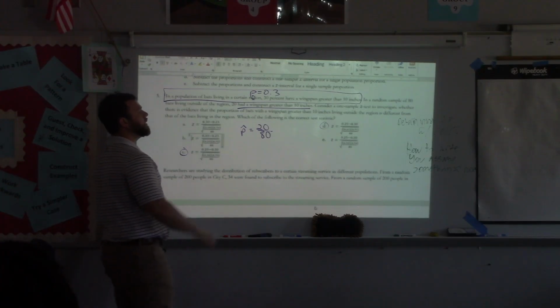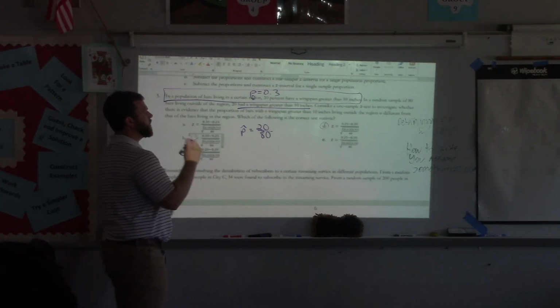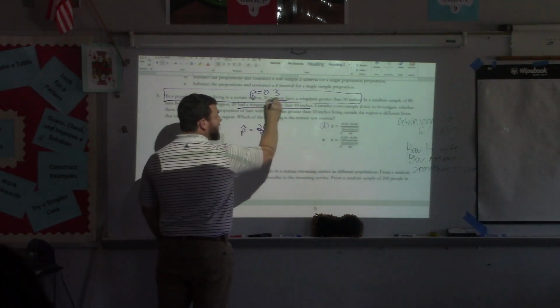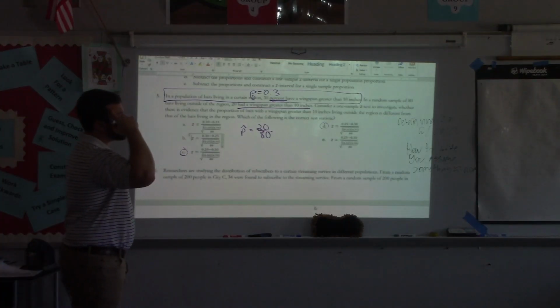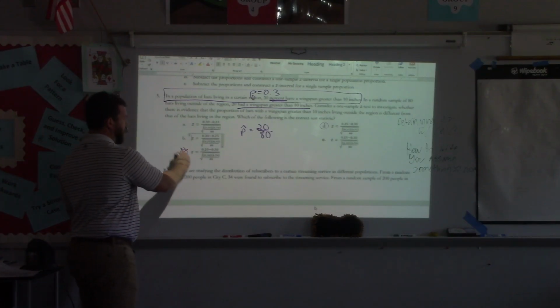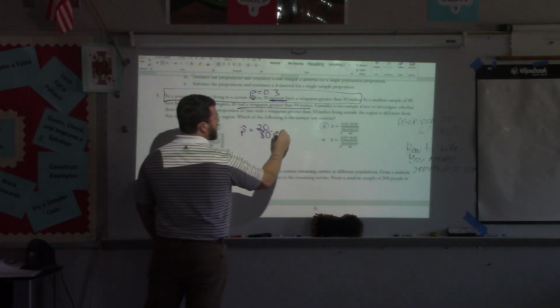We just started, but remember, this is why we have to keep in mind that when I see the word percent, that's an instant proportion idea. So it should have been 20 out of 80. So C is out, because that's 25%.